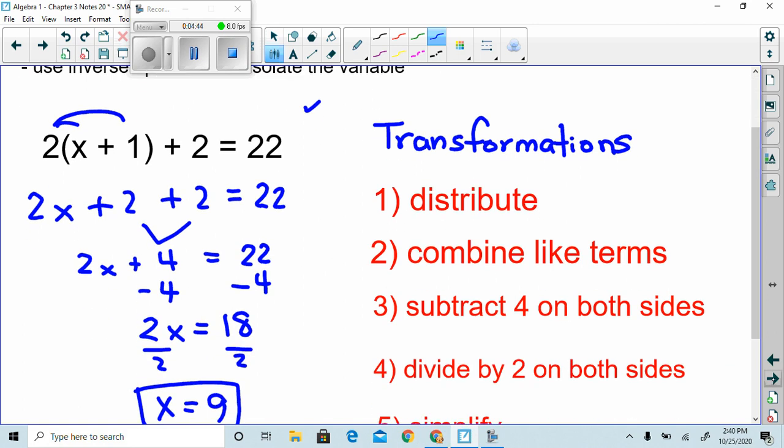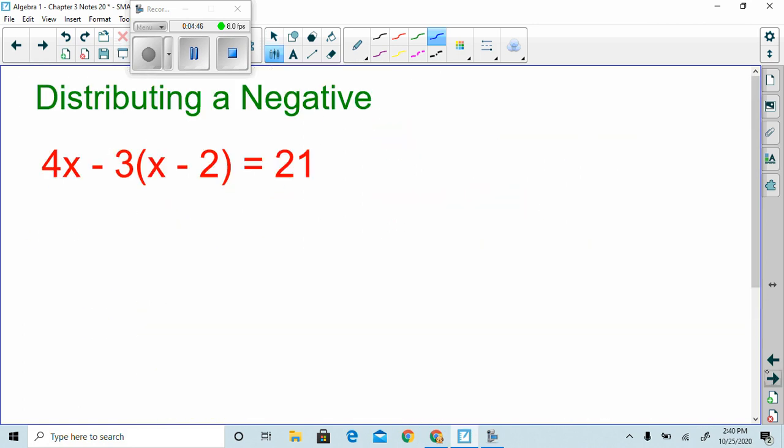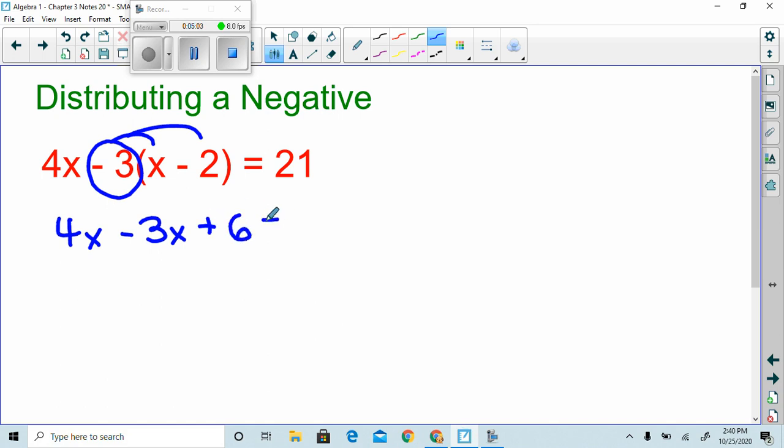Let's see some more problems. In this one, I'm going to be distributing a negative. I have a negative 3 that I want to distribute to the x and the negative 2. When I distribute a negative, it does change the signs of the terms inside the parentheses, as you're multiplying. Let's combine like terms.